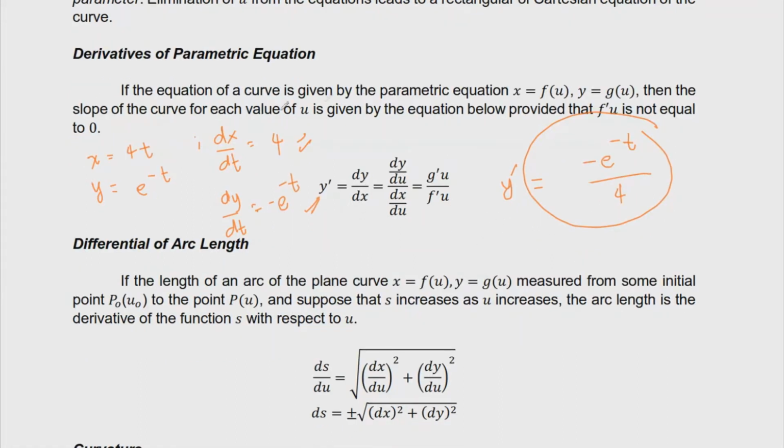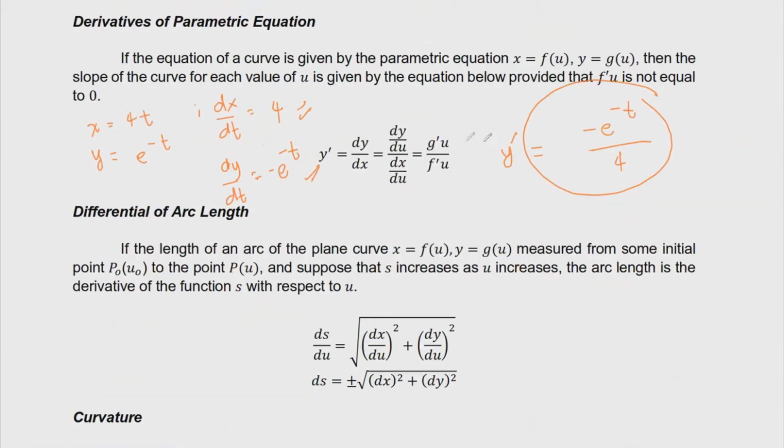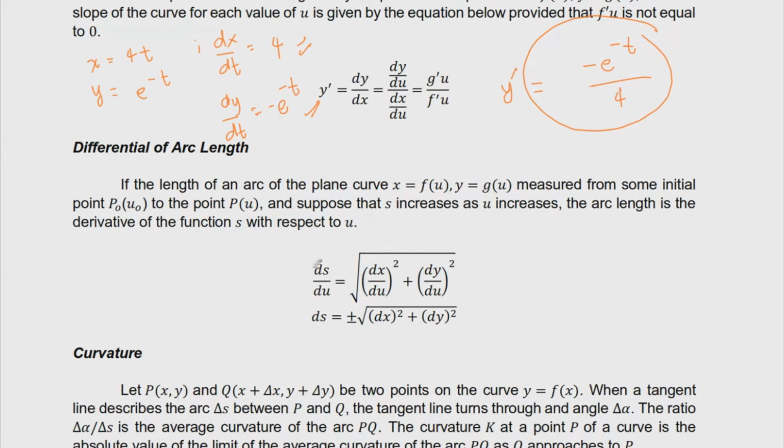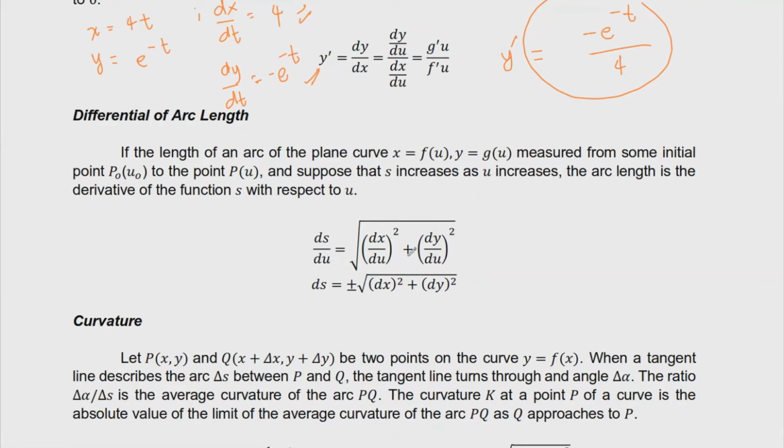So that's how simple this parametric equation works. That's why I won't be giving you difficult problems here. Now, for example, if we need to find the differential arc length, it is given by a curve wherein x is equal to f of u and y is equal to g of u, and we have some points on that arc. Suppose that this arc length increases and our value of u increases, then the arc length is the derivative of the function s with respect to u. This is the expression of our arc length.